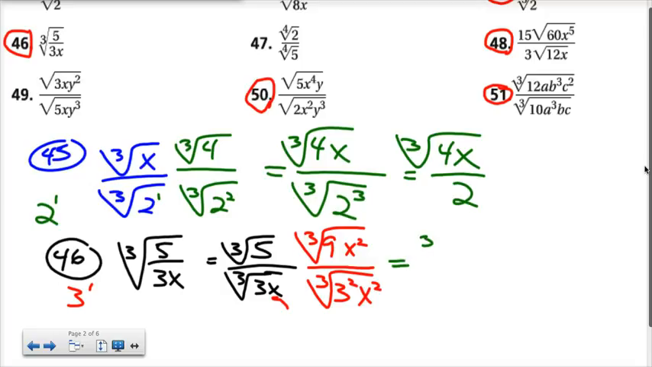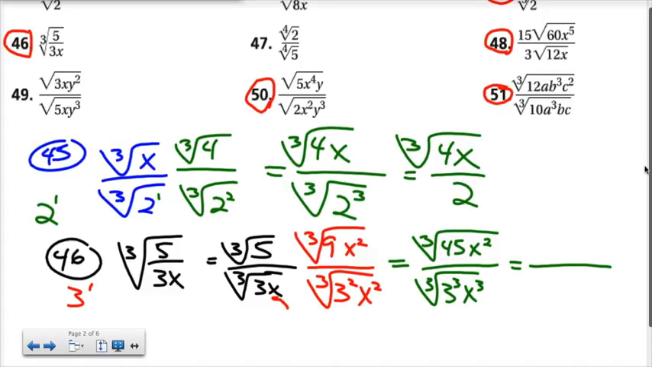On the top, I do my multiplication, and I have 5 times 9 is 45, cubed root of 45x squared. And then on the bottom, I will now have the cubed root of, if we use 3 as a base, it will be 3 to the third, x to the third, which is great news, because that's going to be 3x. And I take one last look at my numerator because I'm checking out that 45 and I'm trying to see, are there any perfect cubes that will divide nicely into 45? There are not. That's done. And because it's a cubed root, I do not have any worries about absolute value bars.